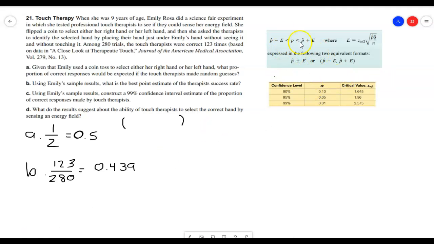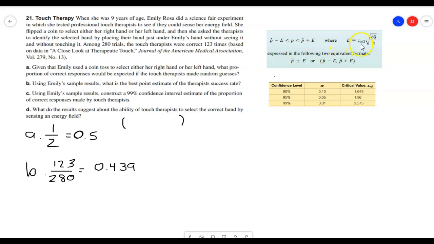Okay, so here's how we build our confidence interval. This right here is our true population proportion. That's the symbol for that. And it's going to be somewhere less than our sample proportion plus our error. We find our error by using this formula here. And it's going to be greater than our sample proportion minus that same error. So that's how we build our interval.